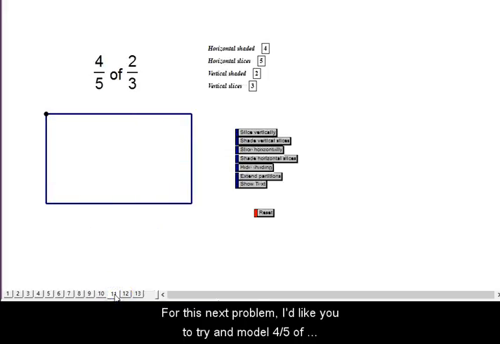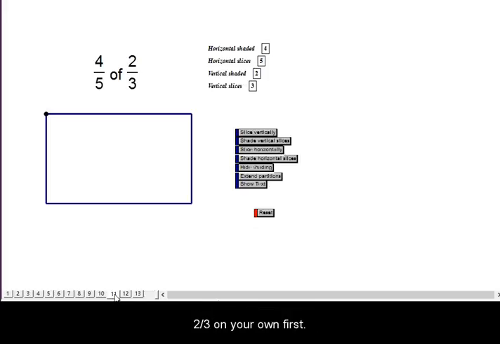For this next problem, I'd like you to try and model 4/5 of 2/3 on your own first. Go ahead and pause the video now.